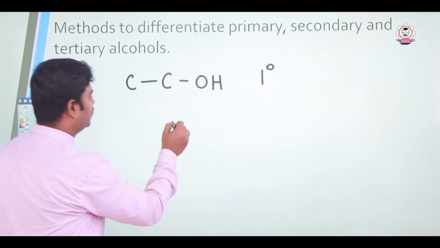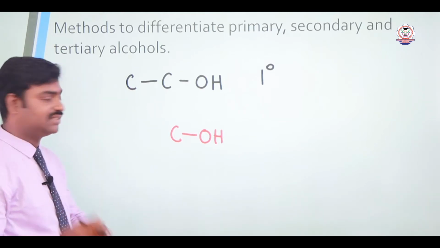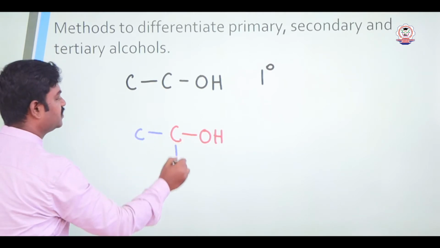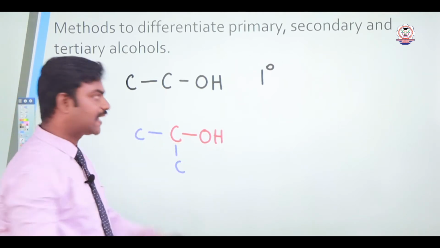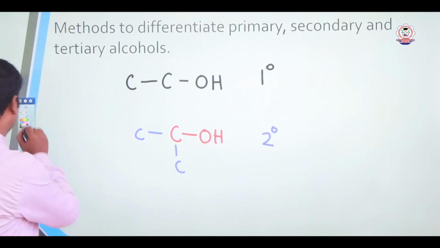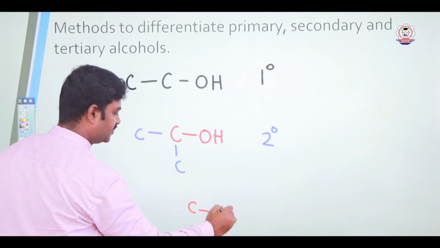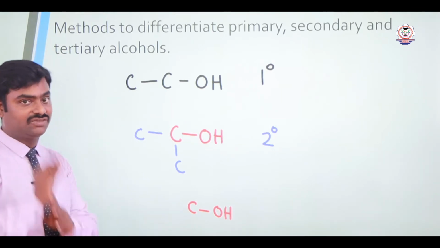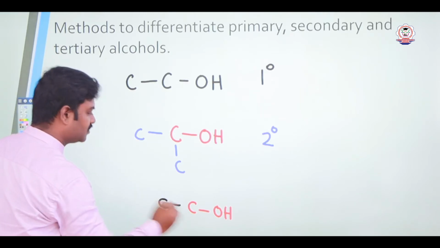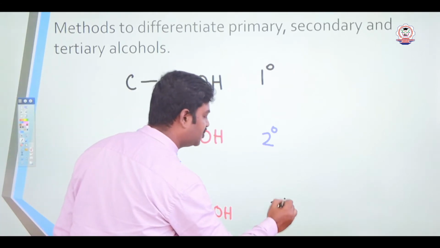Suppose the carbon with OH has two more carbons attached to it, like this, 1 and 2, then it is known as a secondary alcohol. What about a tertiary system? The carbon having OH has 3 attachments with 3 different carbons, 1, 2, 3. This is called a tertiary alcohol.